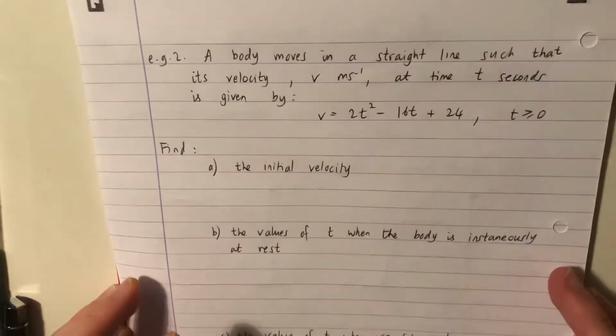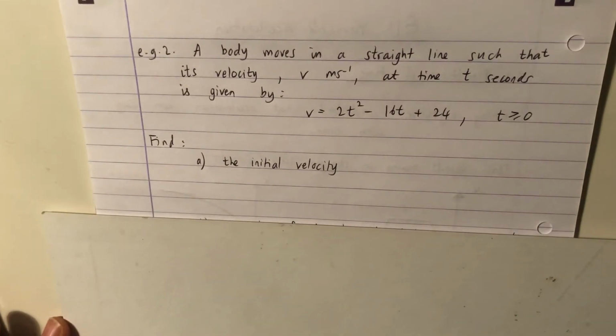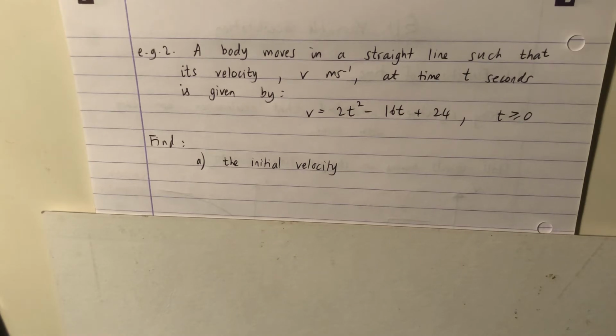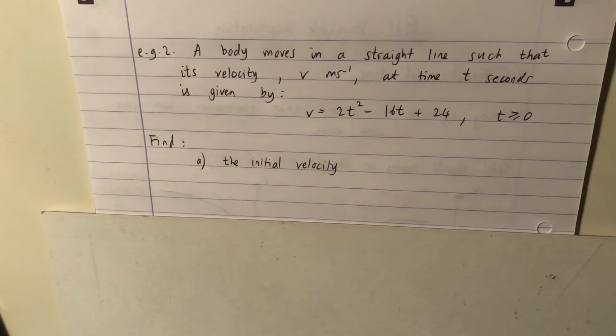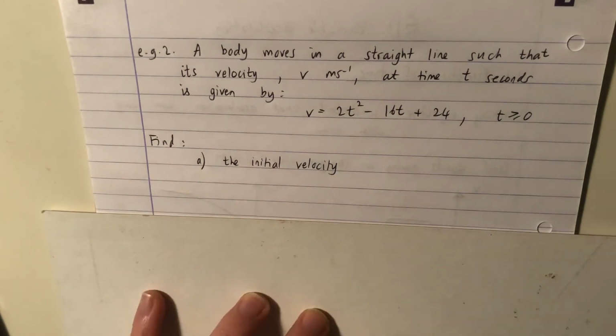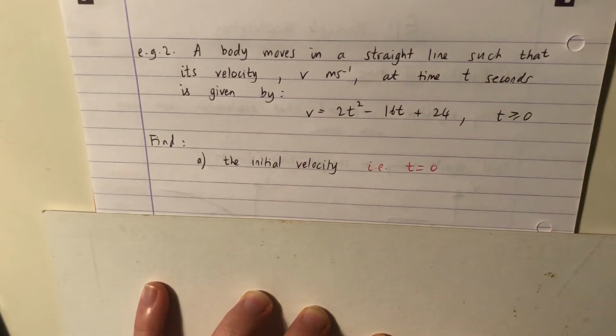Okay, one more example. Okay, so we have a body that moves in a straight line such that its velocity, this time v meters per second at time t seconds, is given by this. And you can see this velocity is a quadratic, which is a curve. So this is one of those examples where we've got a curved velocity, so there's going to be a variable acceleration. So to find the initial velocity, that's, in other words, make t equal to 0.